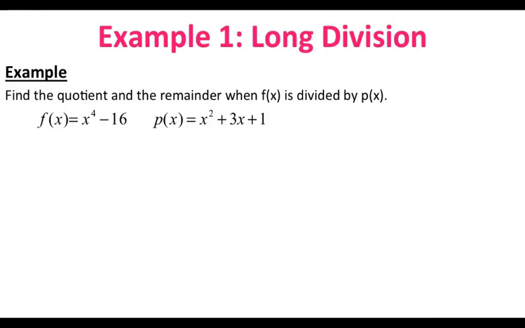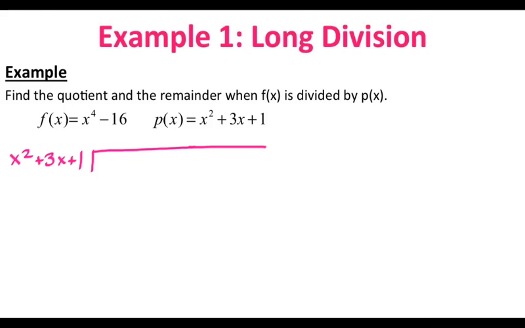So I'm going to take x to the fourth minus 16 and divide it by x squared plus 3x plus 1. So what I'm dividing by, that p of x, I'm going to write on my left side. So I have x squared plus 3x plus 1, and I'm dividing into x to the fourth minus 16. So this is like the long division bar that you did back in elementary school, except we're working with polynomials instead of numbers.